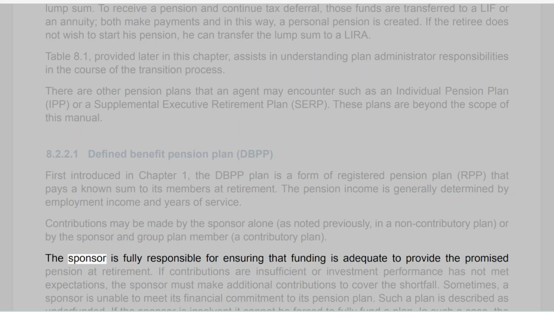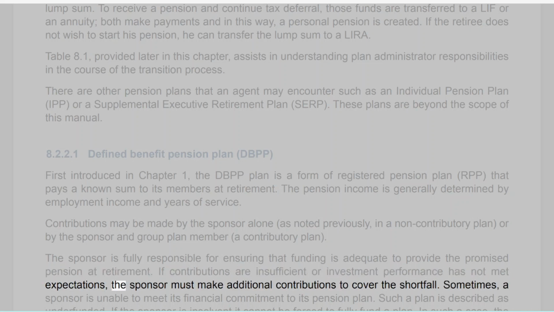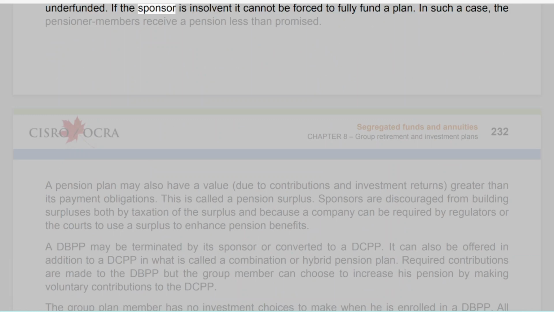The sponsor is fully responsible for ensuring that funding is adequate to provide the promised pension at retirement. If contributions are insufficient or investment performance has not met expectations, the sponsor must make additional contributions to cover the shortfall. Sometimes, a sponsor is unable to meet its financial commitment to its pension plan. Such a plan is described as underfunded. If the sponsor is insolvent, it cannot be forced to fully fund a plan. In such a case, the pensioner members receive a pension less than promised.